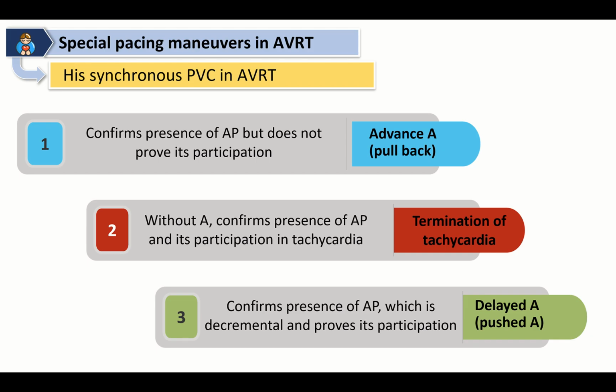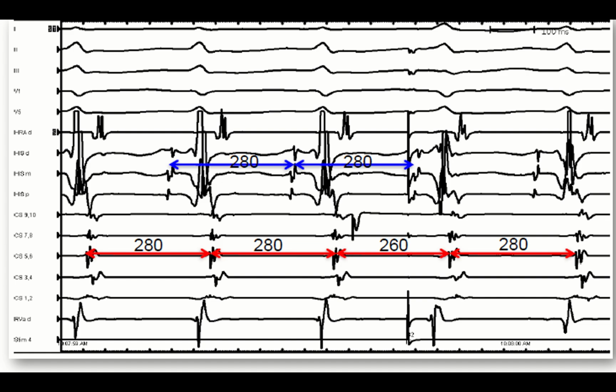We have three scenarios. First one, it will advance the A, or pull back the A, confirming the presence of an accessory pathway, but we don't know about participation in tachycardia. Second scenario, termination of AVRT, a stop of tachycardia without A, confirming the presence of an accessory pathway and its participation in tachycardia. Last scenario, delay of the next A, pushing the next A, confirming the presence of an accessory pathway that is decremental and participating in tachycardia. Let's see this example of a case of AVRT.